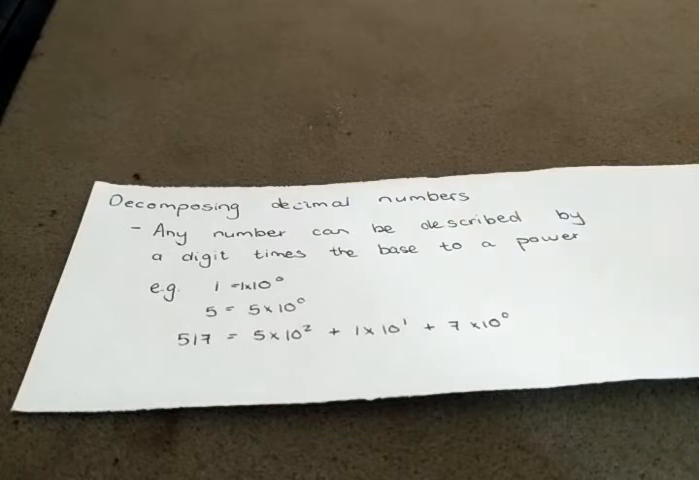This can be expressed as 5, which is the digit, times 10, which is the base, to the power of 2, which relates to the position of the 5 in the string. The same can be done for the 1 and 7, and if you evaluate that sum, you will see that it is indeed 517.